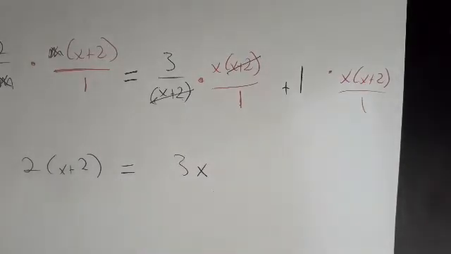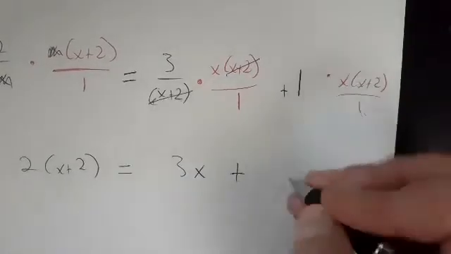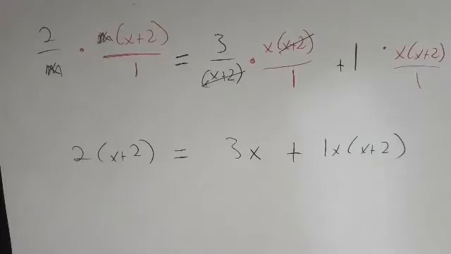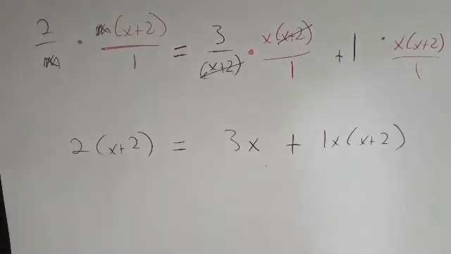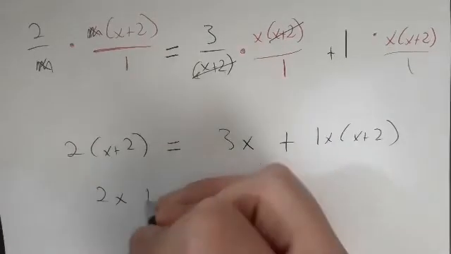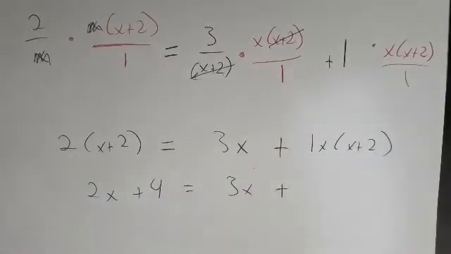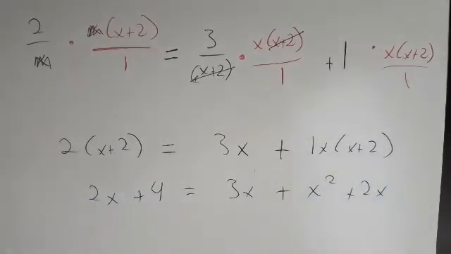That's just 3x. So this is plus 1 times x plus 2. I guess I'll put the 1 there. It doesn't really matter if you write the 1. You just do 1 times. So this is 2 times x plus 2. So now we have a little bit of distribution to do. This looks like 2x plus 4. This looks like 3x. This looks like plus x times x, which is x squared plus 2x.